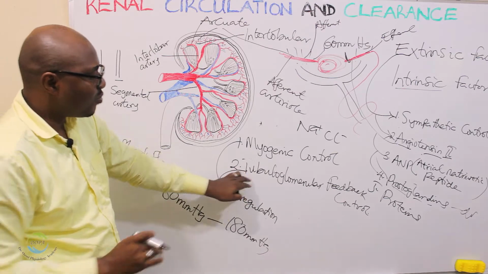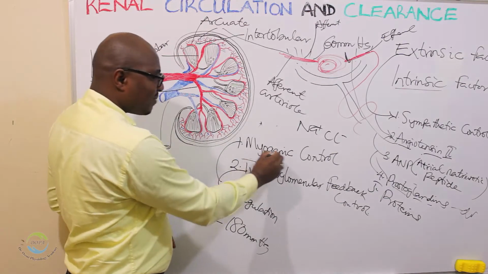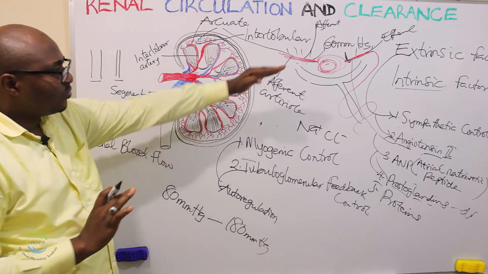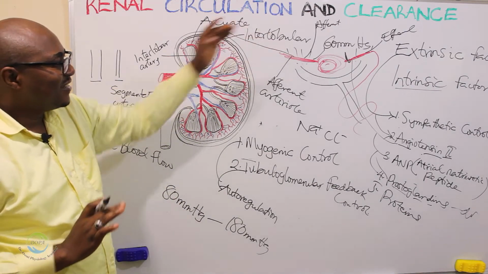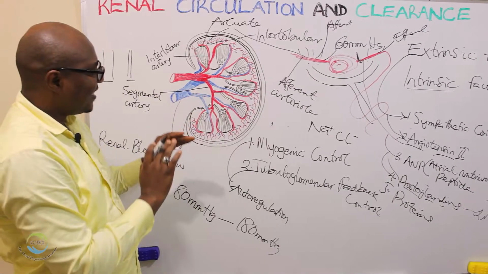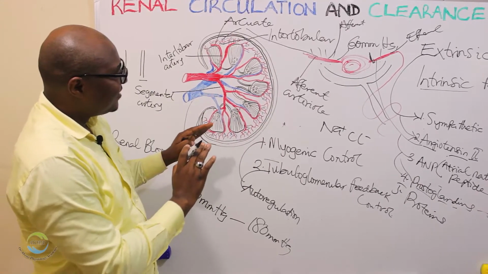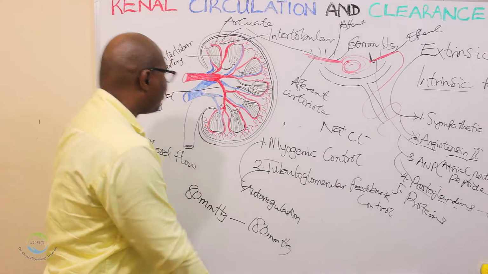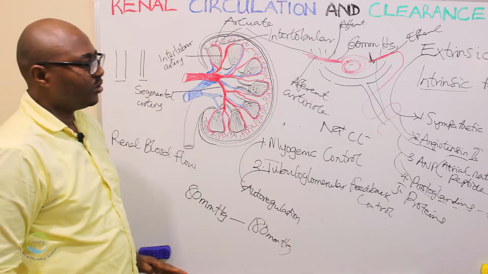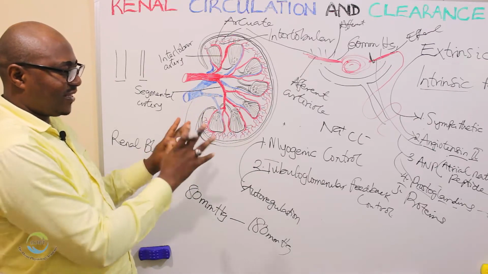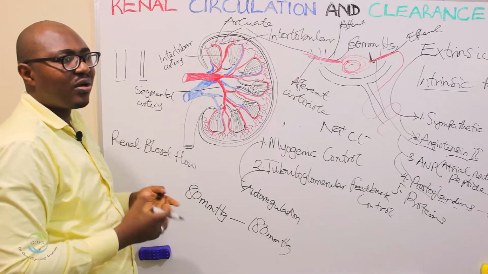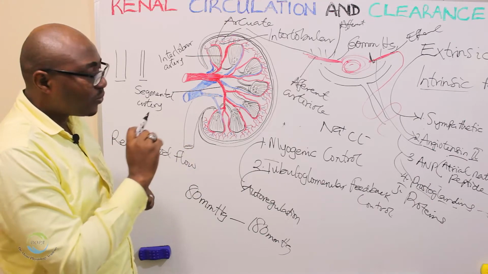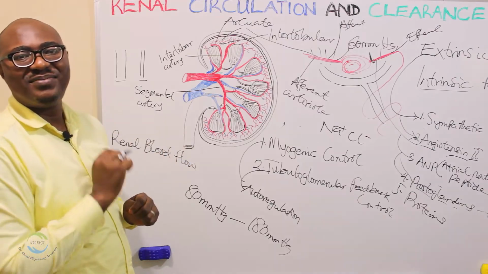But this mechanism, tubuloglomerular feedback, is more powerful than the myogenic control. So we've talked about the extrinsic, we've talked about the intrinsic, and now the next thing we need to talk about is how do you measure this renal blood flow? We know all the things that affect it, that control it. Now, how do you measure renal blood flow? That's what we're going to be discussing after this break.